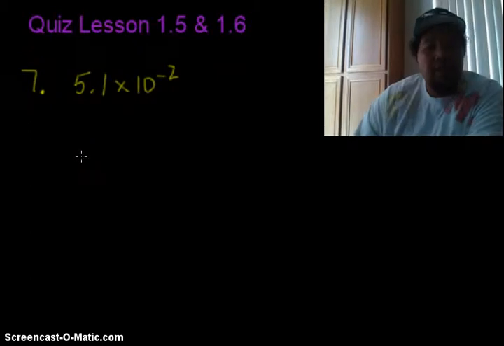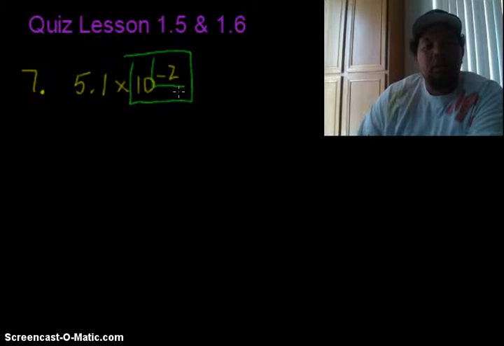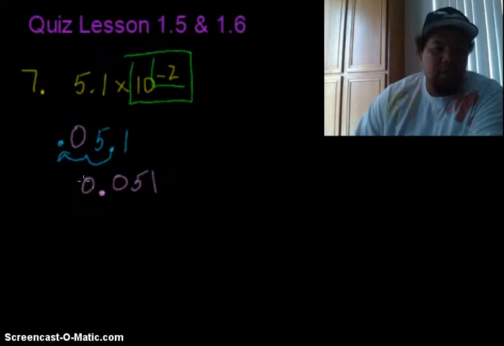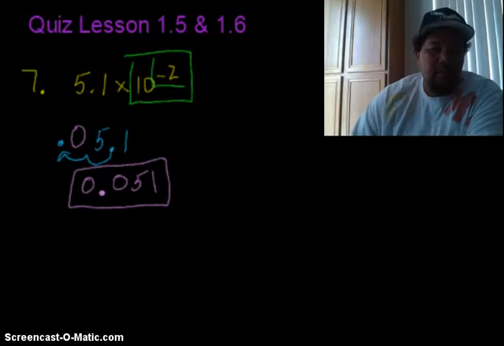Okay, now we have a scientific notation problem, 5.1 times 10 to the negative 2. We always look here to tell us what to do. It's a negative 2, and that tells us we're going to make it into a decimal number, moving our decimal to the left 2 times. 1, 2 times right there. And we fill in that spot with a 0, giving us the number 0.051. Either way is correct.